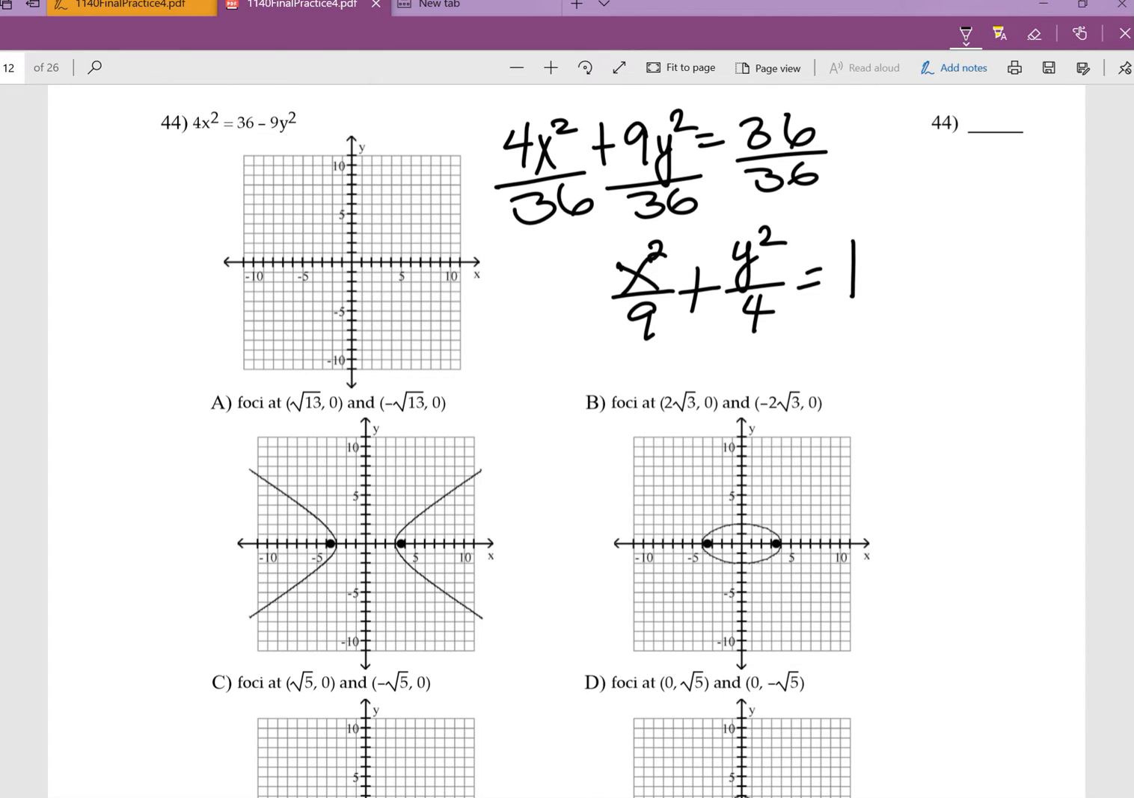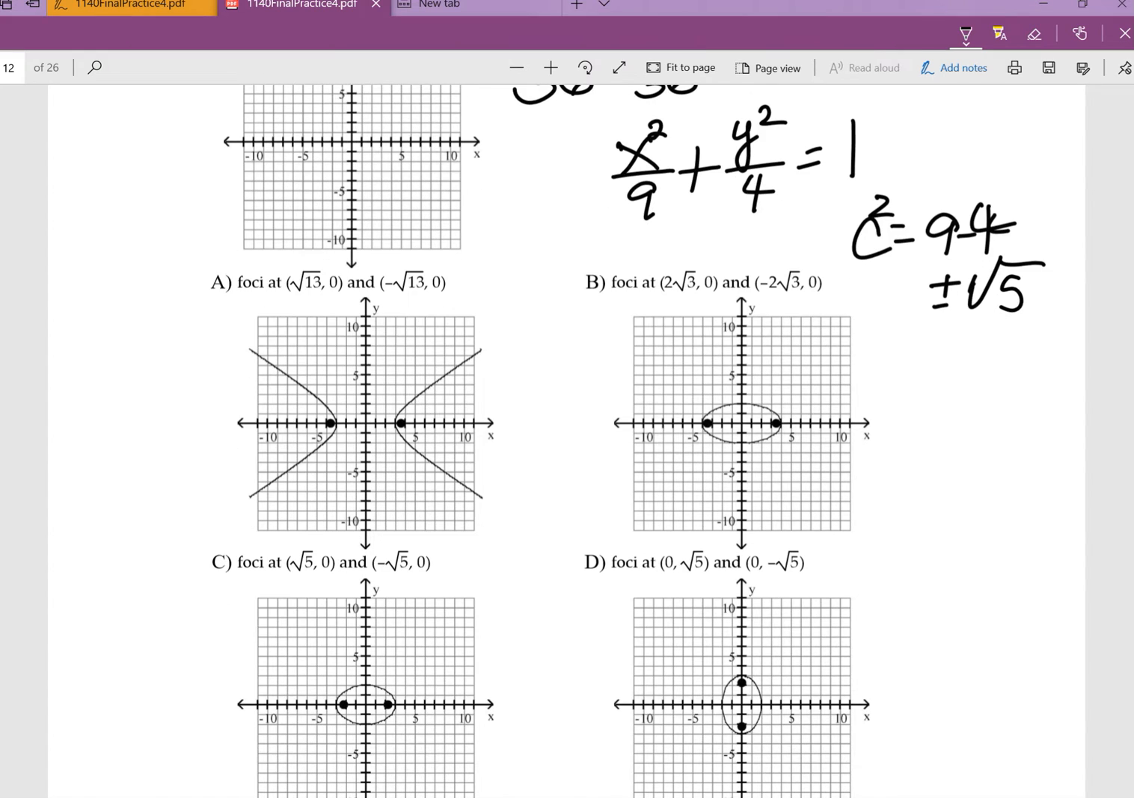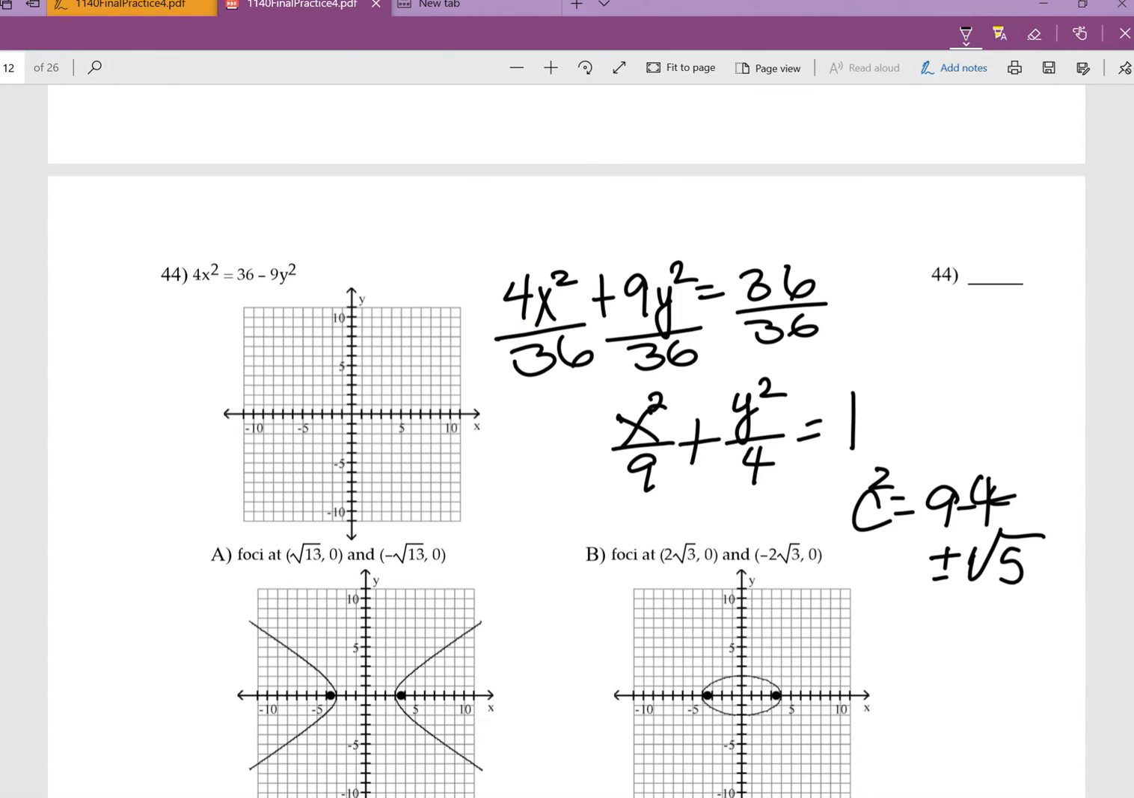And so the larger of the two is the x, and so our c squared is equal to 9 minus 4, which is plus or minus the square root of 5, and it should be on the x-axis. Plus or minus square root of 5 is like 2 and change. It looks to me like C should be your answer for this one. So 43 and 44 should be C.